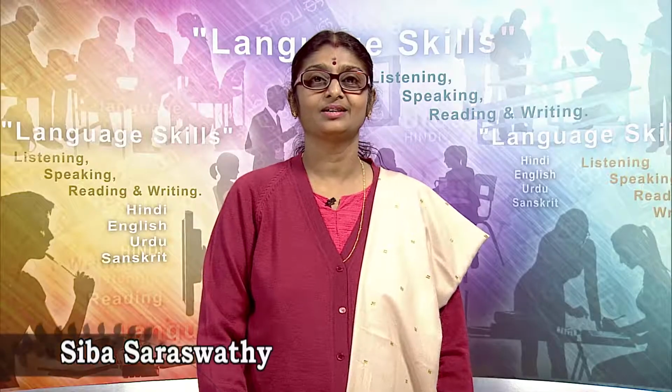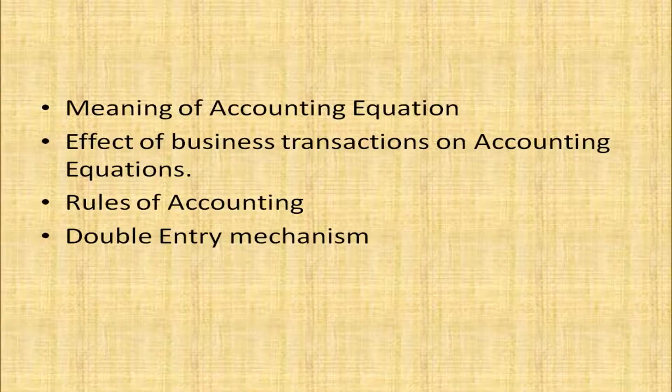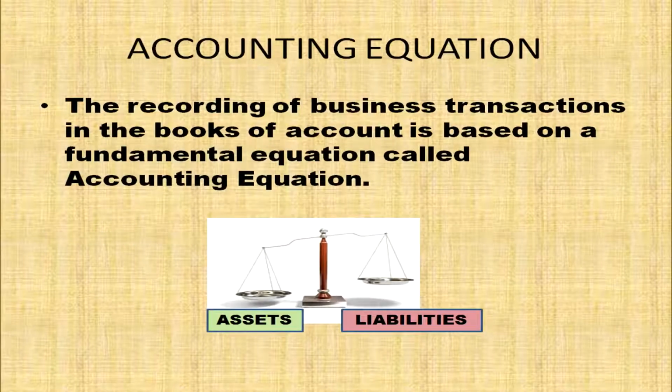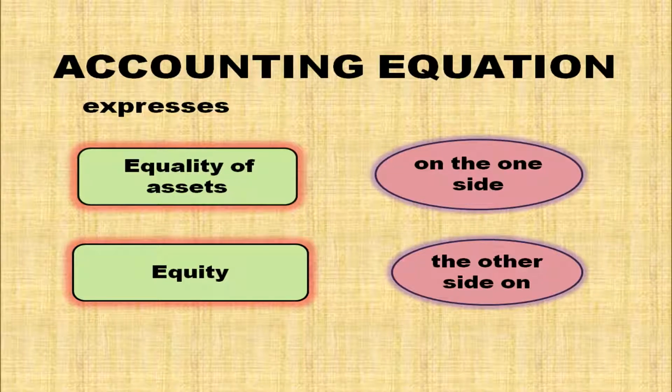Hello learners, we are moving to accounting equation. In this session, we are going to study accounting equation, effects of business transactions on accounting equations, rules of accounting and double entry mechanism. The recording of business transactions in the books of account is based on a fundamental equation called accounting equation. And accounting equation expresses equality of assets on one side and equity on the other side.